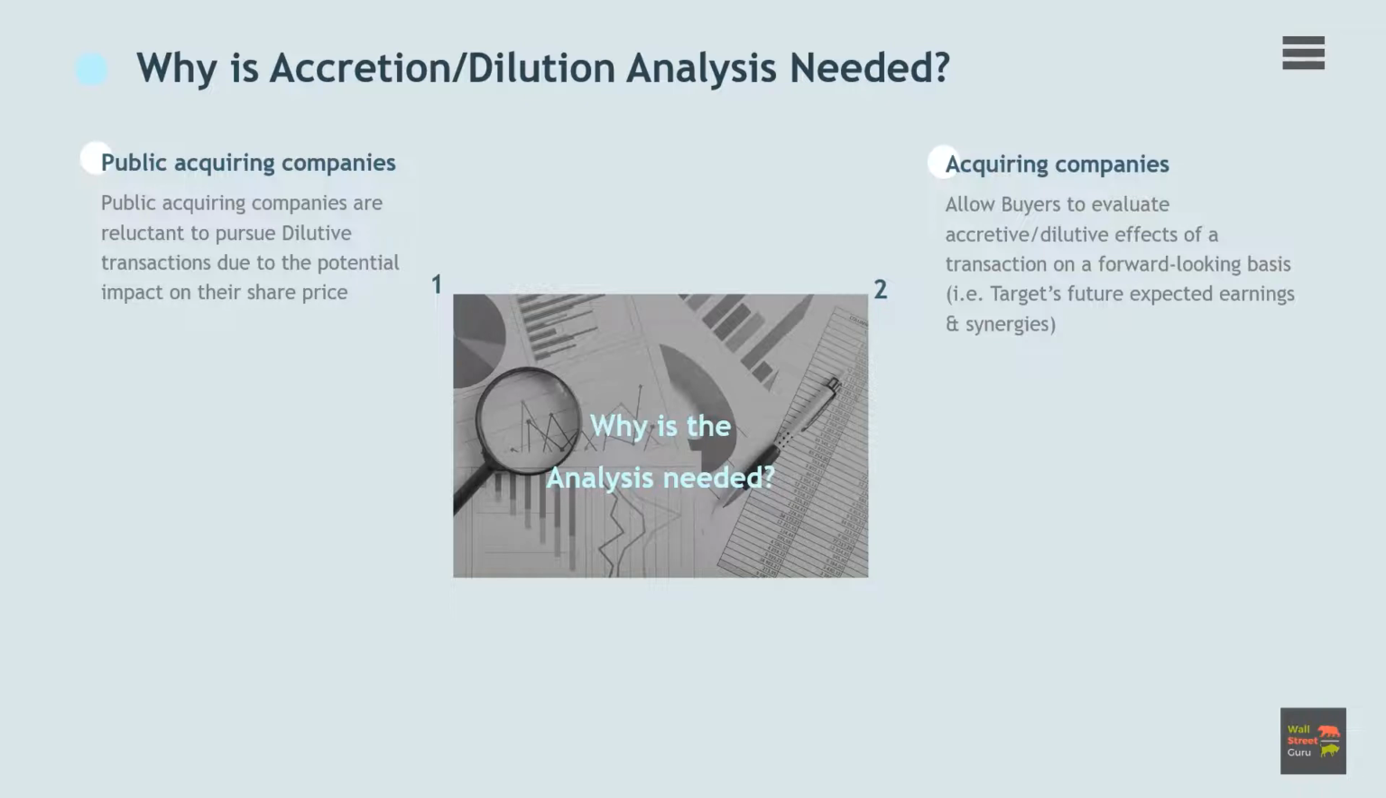time. Hence, buyers evaluate the accretive dilutive effects of a transaction on a forward-looking basis, taking into account the target's future expected earnings, including growth prospects and other combination effects such as synergies.